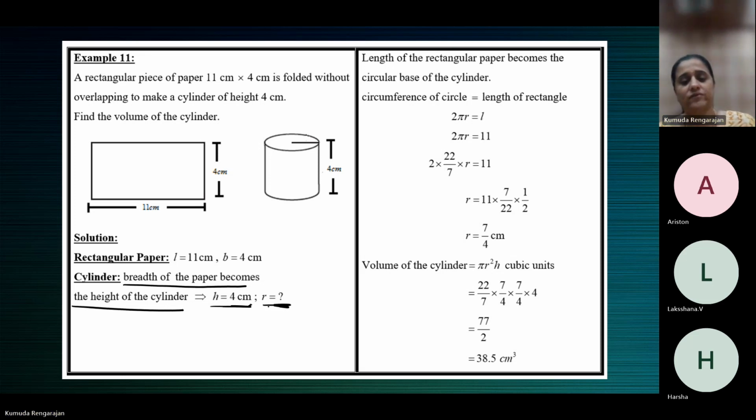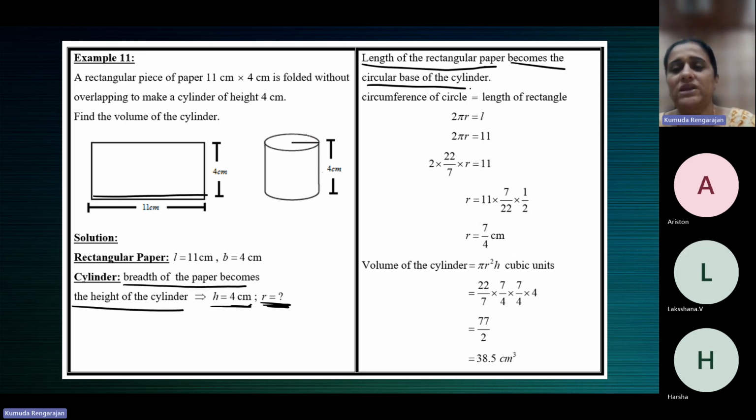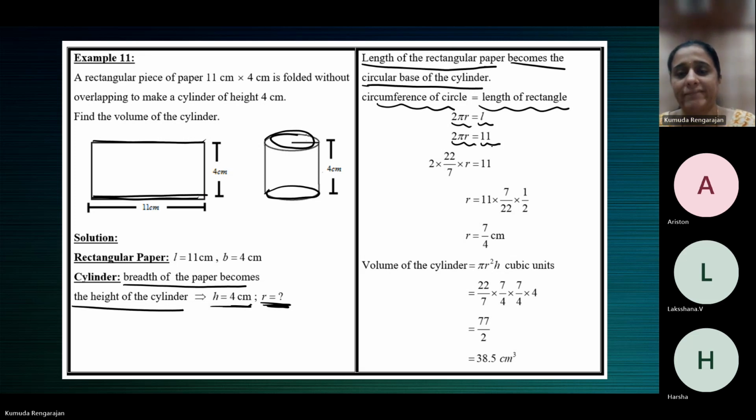Radius we don't know. So the length of the rectangular paper becomes the circular base of the cylinder, and the circular top also. This one becomes this circular base, and this one becomes the circular top. So that means circumference is equal to the length of the rectangle. 2 pi r is equal to L, 2 pi r is equal to 11. So 2 into 22 by 7 into r is equal to 11. As I told you, work and find the value of r, 7 by 4.